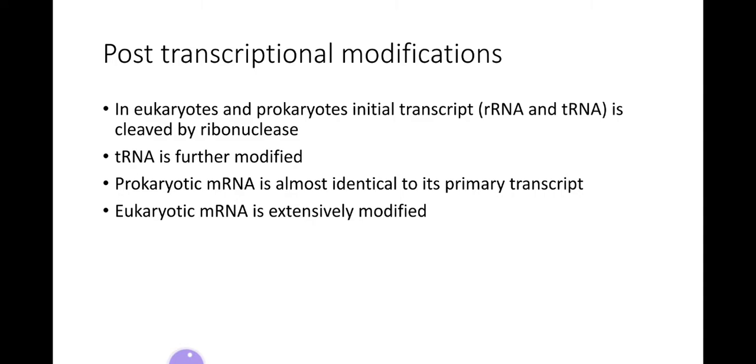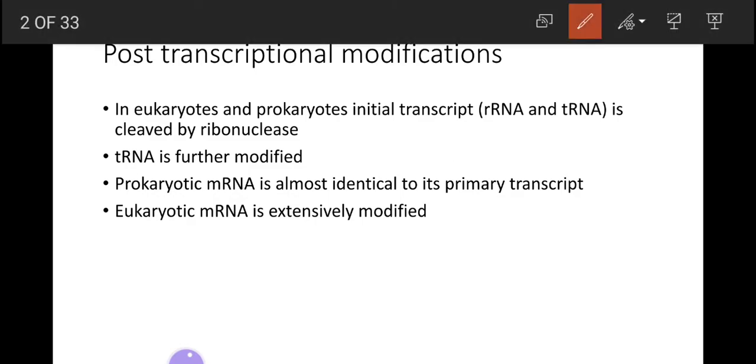Primary transcript is the initial linear RNA copy of a transcription unit, and this transcript is only the segment of the DNA between the initial and termination sequence. This transcript will undergo post-transcriptional modification. In ribosomal RNA and transfer RNA, this primary transcript is cleaved by the ribonucleases, and for the transfer RNA it is further modified.